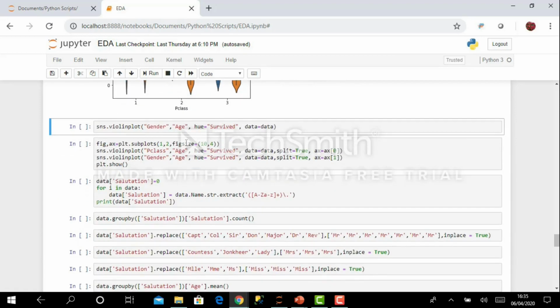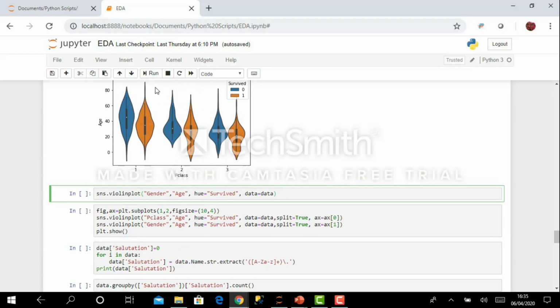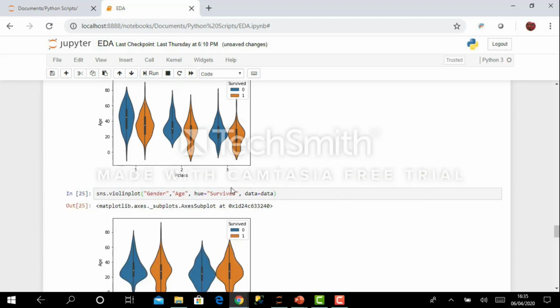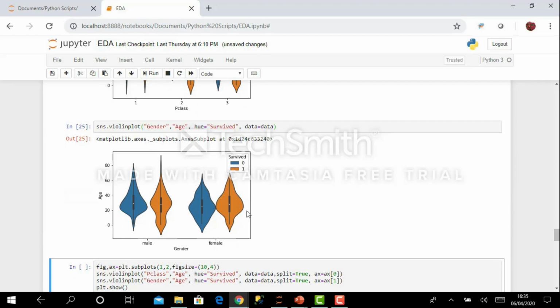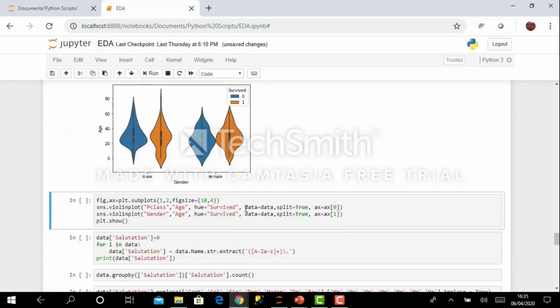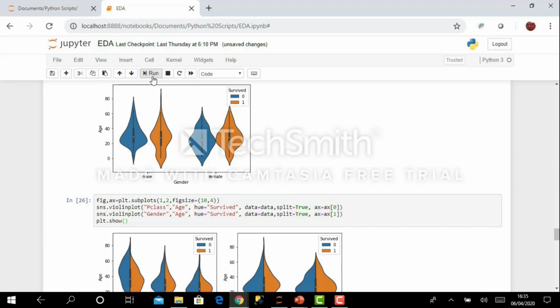Okay, so I have drawn another violin plot with gender and age. The earlier one was pclass and age, and this one is gender and age. So this is the violin plot. Then I can do some splitting in the same plot. I'll show you this one, so let us first execute it.